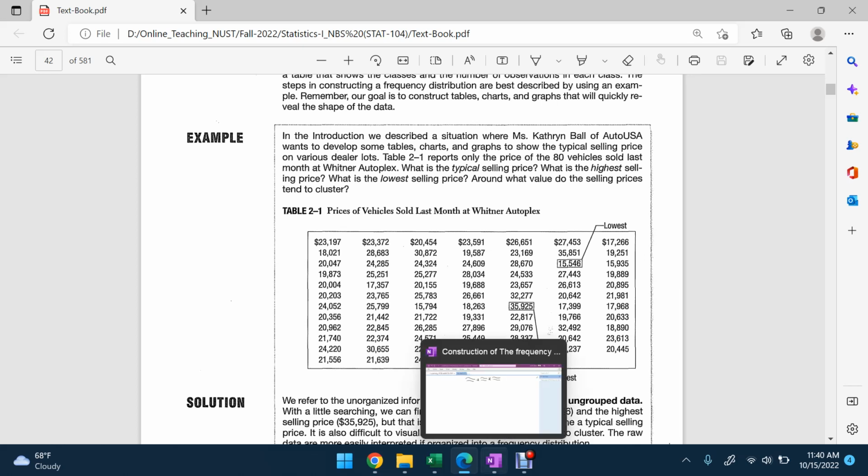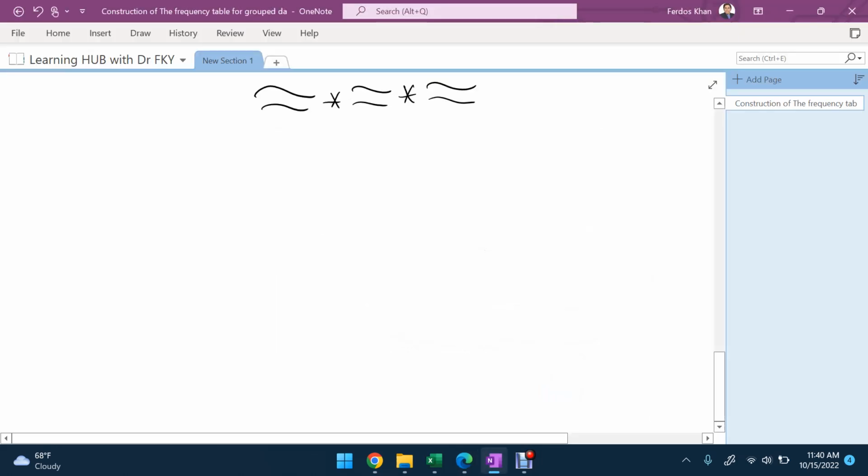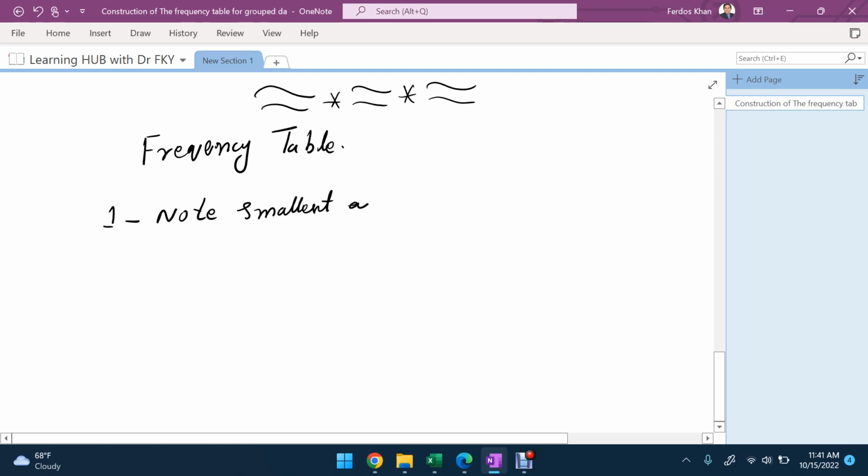So the first step is construction of a frequency table. The first step was to note the smallest and largest values in the data. So I need to note the largest and smallest values in the data.